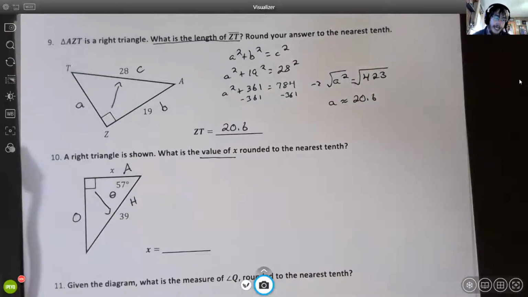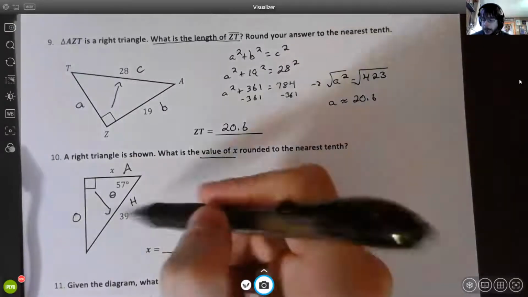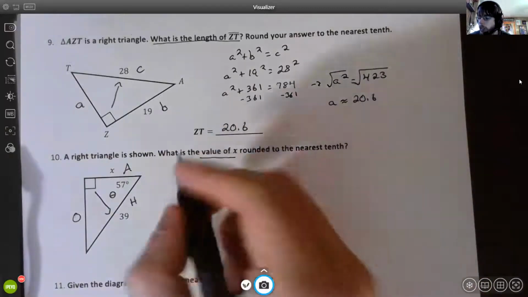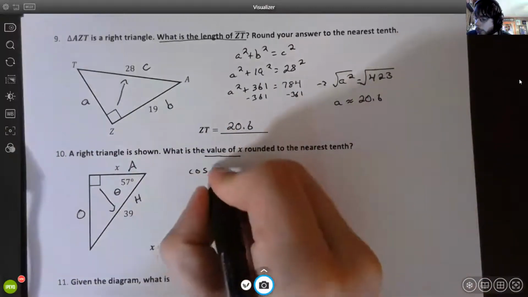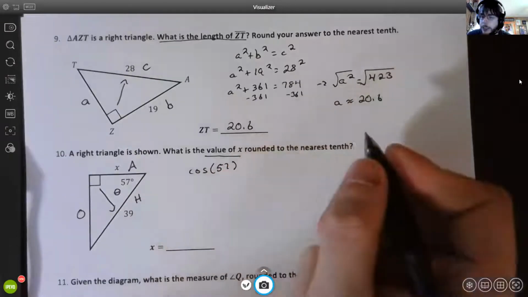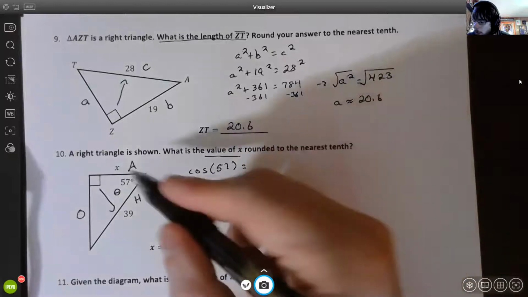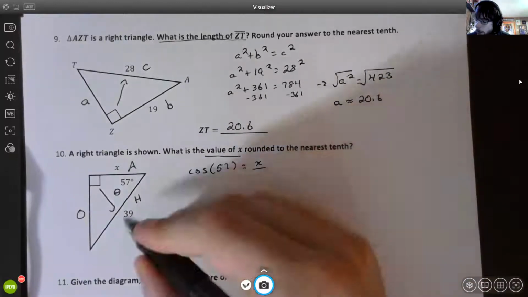So we've got A and H. Well, we have H and we want to find A. The trig function that uses A and H is cosine. So we have cosine of theta, which is 57, is equal to A over H. So x over 39.